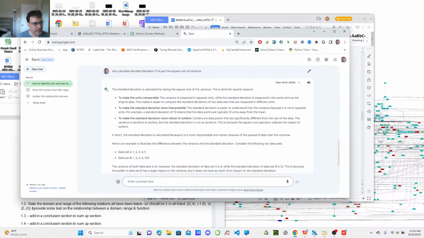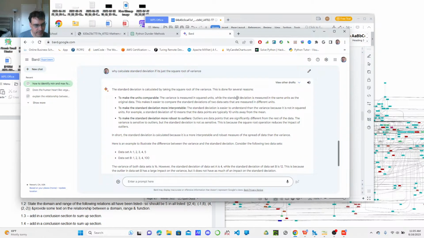Okay, standard deviation. Standard deviation is calculated by taking the square root of variance. This makes the units comparable, because variance is not in the original units. It's very important to understand variance later, and we'll do that more. Going to standard deviation goes back to the regular units that were used in the first place. Variance is measured in squared units, while the standard deviation is measured in the same units as the original data.